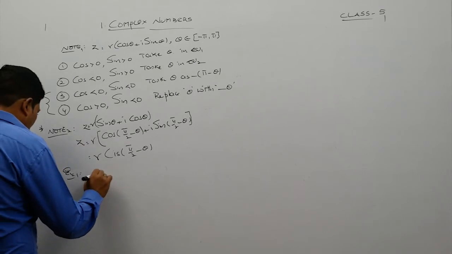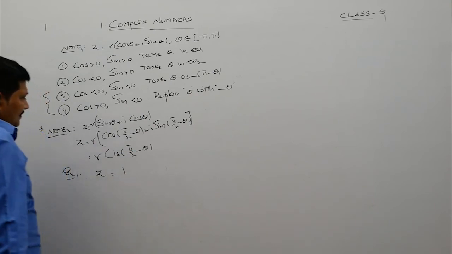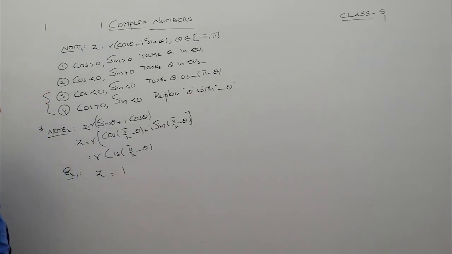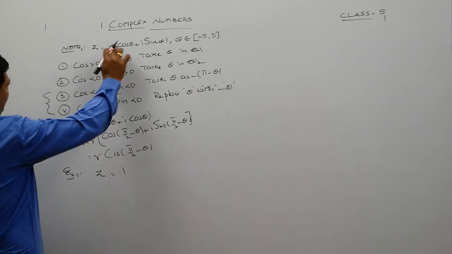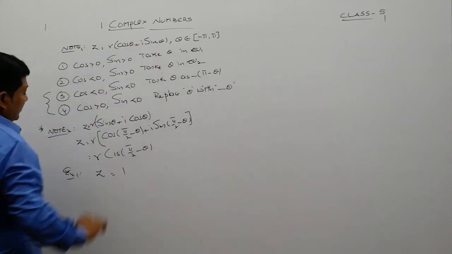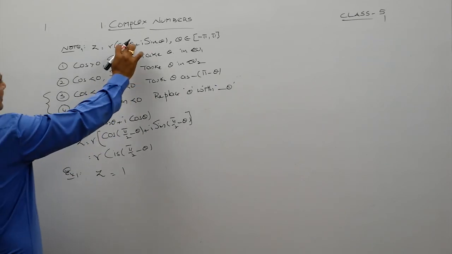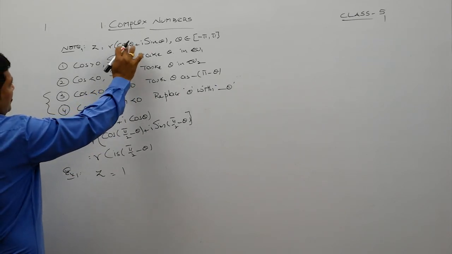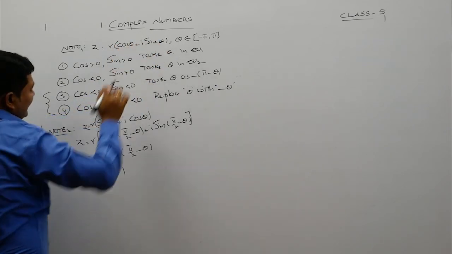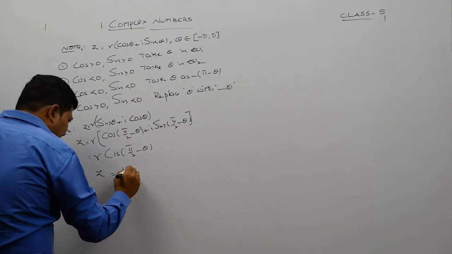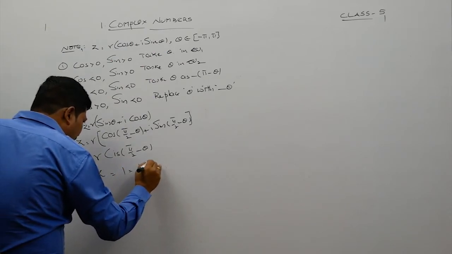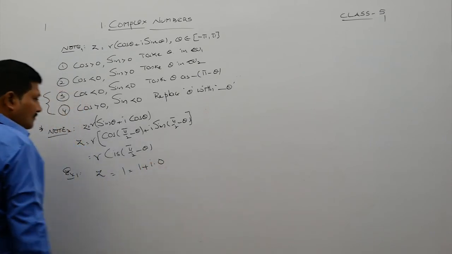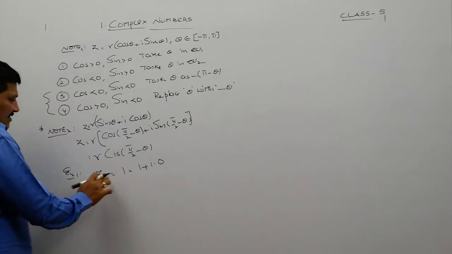So z is equal to 1. Then how can we write 1 in polar form? Polar form means r into cos theta plus i sin theta. And we know that cos 90 is 0 and sin 90 is 1. Now we can write z is equal to 1, that is equal to 1 plus i into 0. Z is equal to 1.